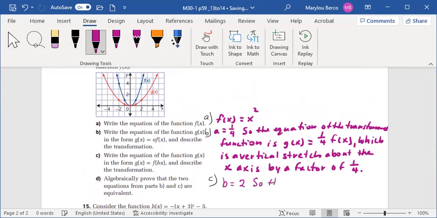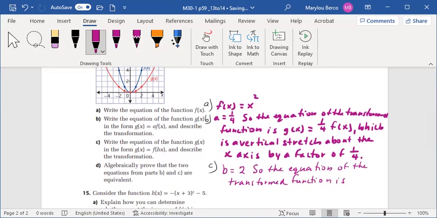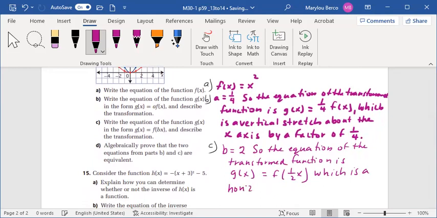So the equation of the transformed function is g of x equals f of 1/2 x, which is a horizontal stretch about the y-axis by a factor of 2. D.